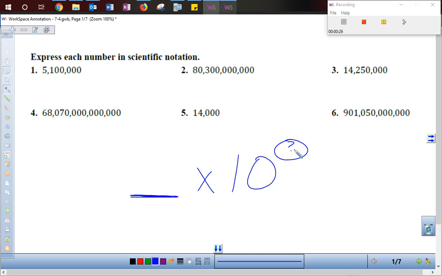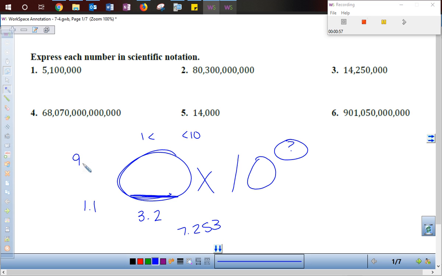And there are some rules about scientific notation. So the first rule that you need to know is that this number here has to be smaller than 10 and it has to be bigger than 1. So here's what I mean. We can have numbers like 3.2, or we could have a number like 1.1, or we could have a number like 7.253, or we could have a number like 9.892, because those are all in between 1 and 10.